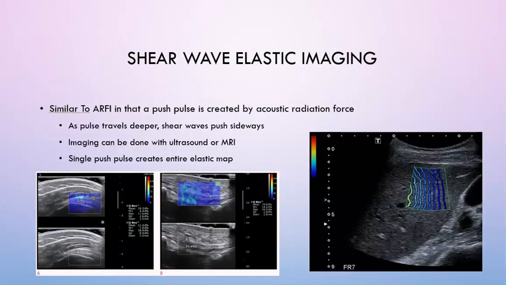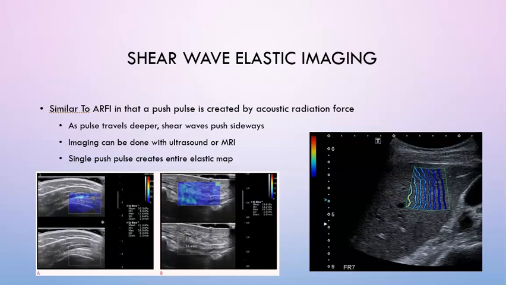So with shear wave elastic imaging, we utilize a push pulse made by the transducer, and it goes into the tissue, and as it goes deeper, the shear waves push sideways and imaging can be done. If you think about a pond or a bucket of water, when you drop a rock into it, the waves move sideways from the rock. Well, this is the same technique.